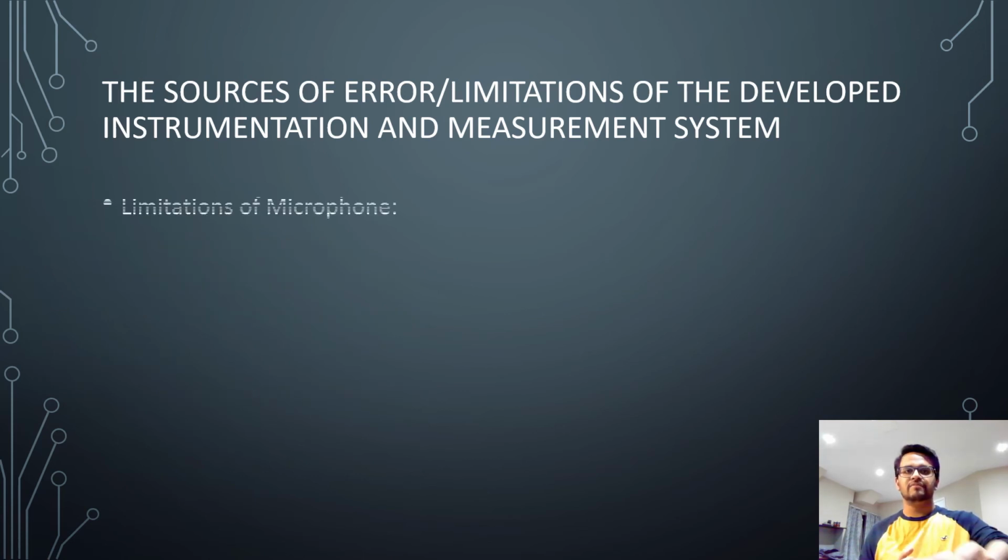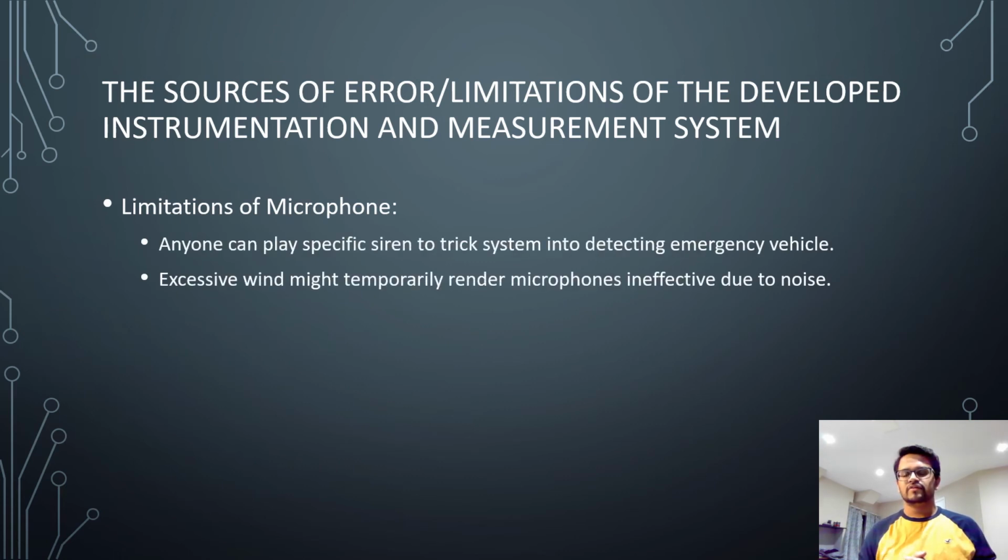Now let's go through the limitations of using a microphone. Since we are using a microphone to detect the emergency vehicle, anyone can play a specific soundtrack of an emergency vehicle and trick the signal into experiencing an emergency and blinking, causing a public nuisance. The other problem it might have is that excessive wind can temporarily render microphones ineffective due to generating a lot of noise and preventing microphones from detecting the true emergency vehicle noise.